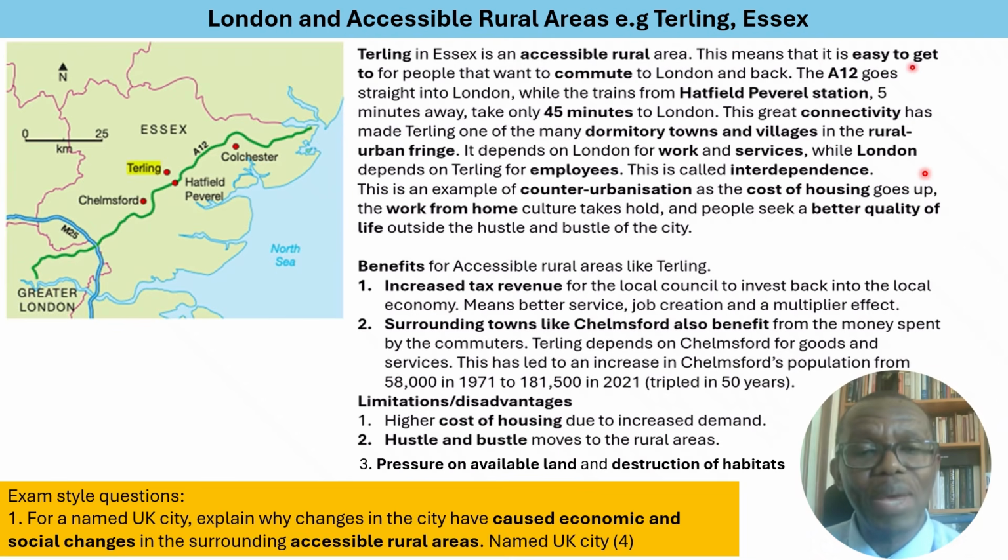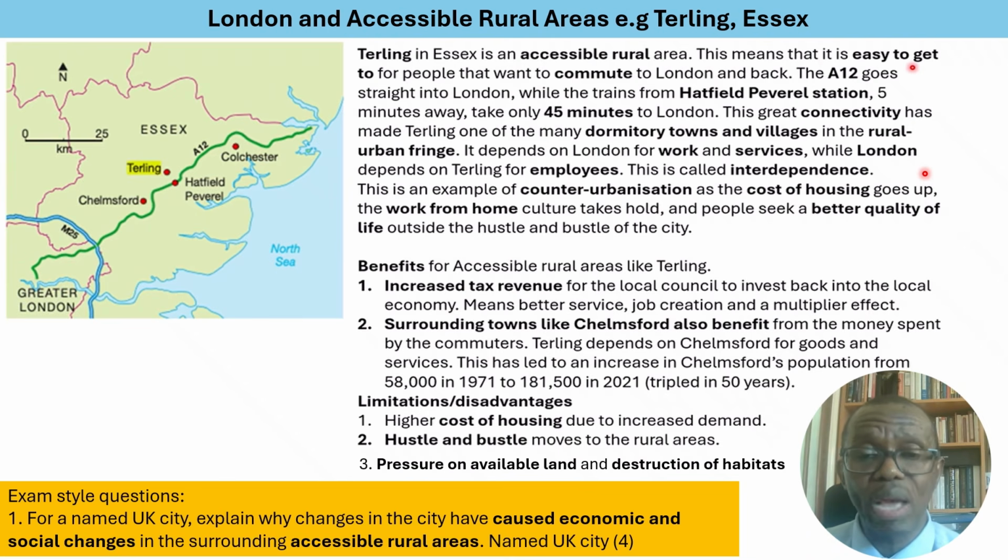So what are the benefits for accessible rural areas like Terling? So there will be increased tax revenue, obviously, because as people move into Terling, the local council is going to get a lot more money in tax revenue, which then can be reinvested into infrastructure and can create a positive multiplier effect in the area.